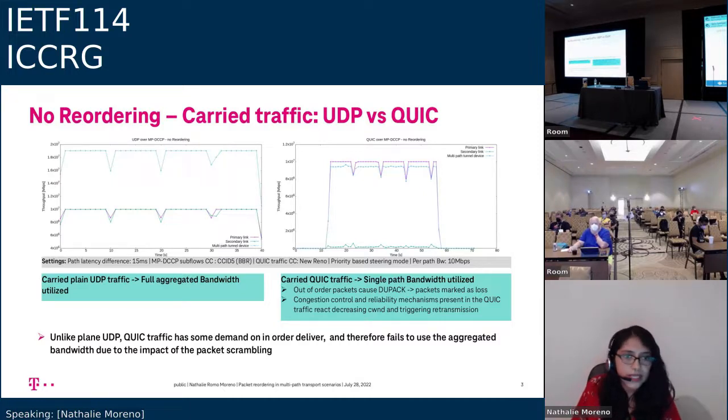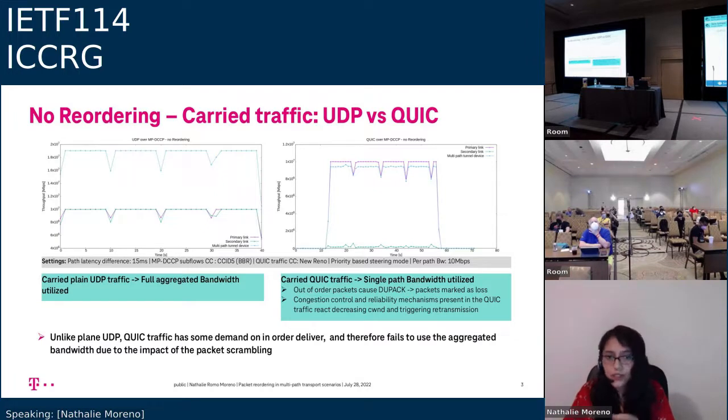On the left, we see the results for the UDP traffic. We see that both links are fully utilized and that we achieve full aggregated bandwidth. And on the right, we have the QUIC results. Here we can see that only one path is fully utilized, even if the secondary path is attempted to be used sometimes. What happened in the QUIC case is that as soon as the secondary path starts being utilized, the path latency difference causes a lot of scrambling.